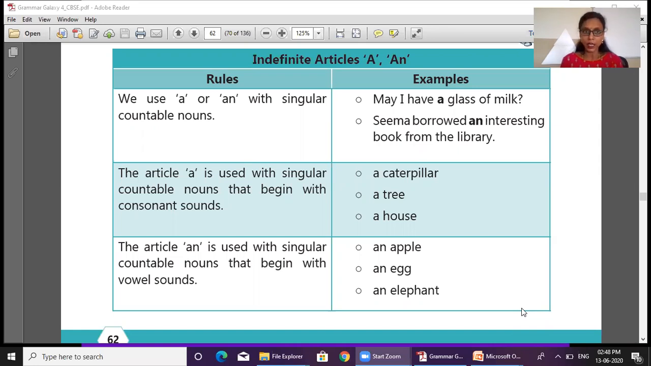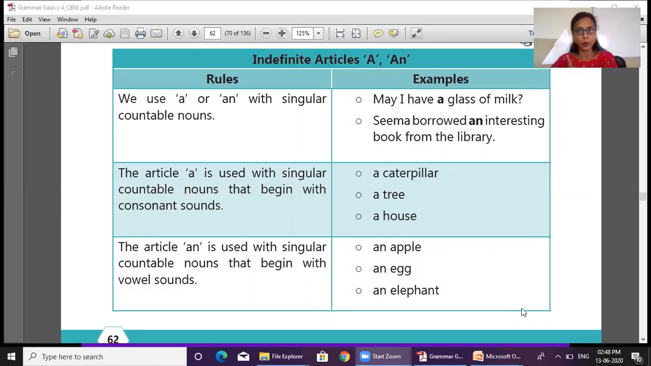We use a or an with singular countable nouns. Okay, when the nouns are countable and when they are in singular form. Look at the examples. May I have a glass of milk? Now, glass is the noun and before glass, a is used. A article is used, right? So, glass can be counted. Countable nouns. Okay, singular.